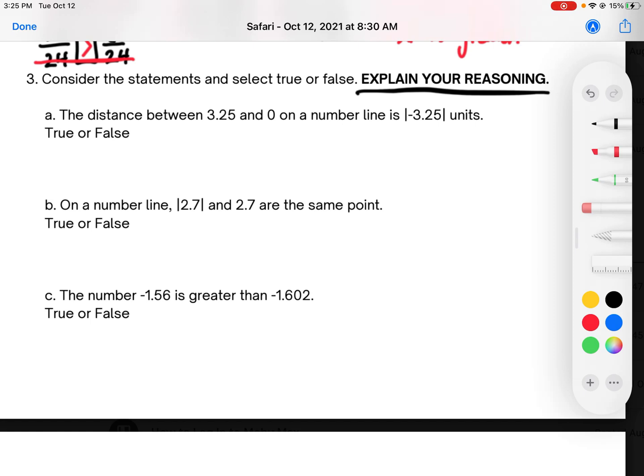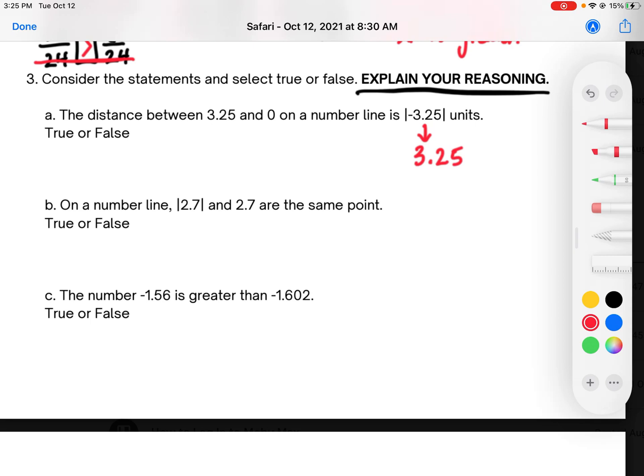line is the absolute value of negative 3.25 units. Now remember these straight lines around this number, that means absolute value. And absolute value just means distance from 0. Remember, there's no such thing as a negative distance. It's always going to be positive, which means the absolute value of negative 3.25 is going to be 3.25.